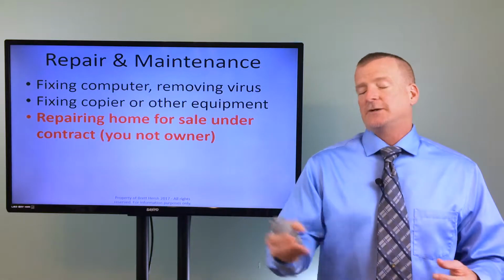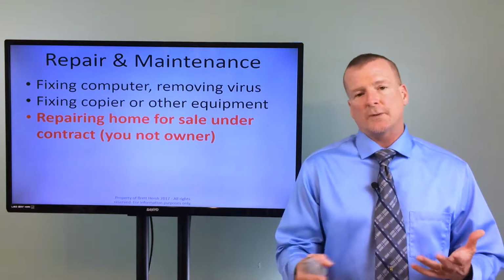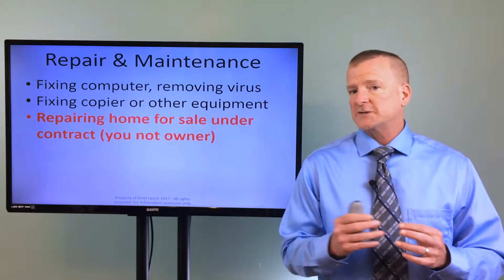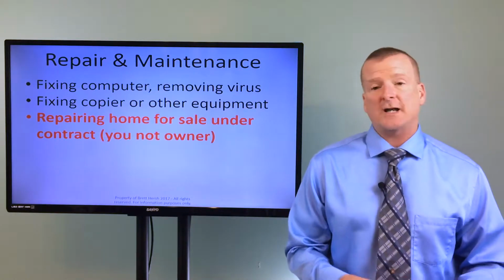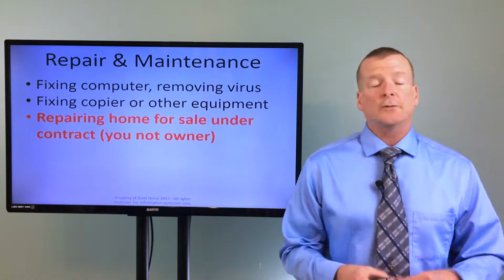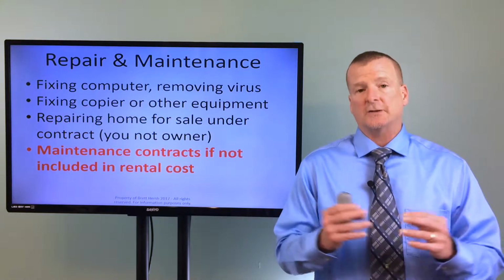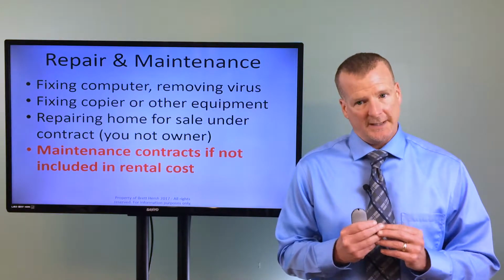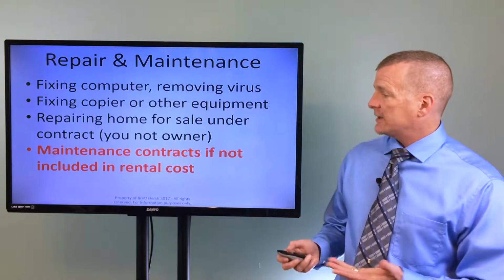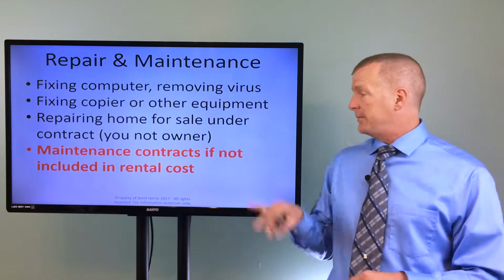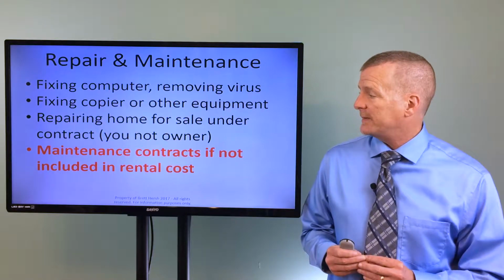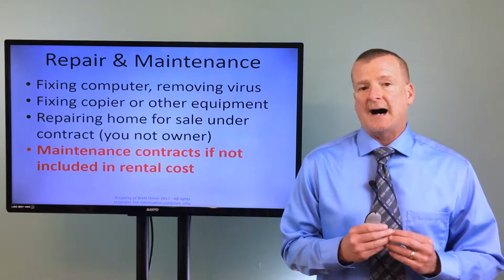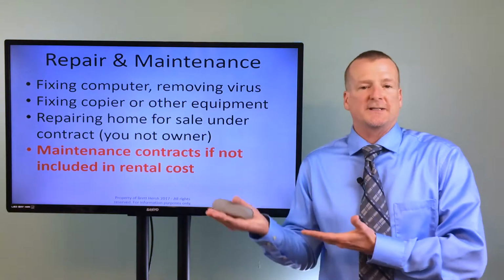So say you do some little maintenance or repair to an office or a property that you have listed, for example, and you pay those costs out of your own pocket. That would be a repair and maintenance expense that you could deduct on your tax return, even though it's not really your property. The intent is to help you make money. If you have a maintenance contract, that would be a repair and maintenance expense if it's not included as part of a rental cost. If it's incidental to the rental, that would be a rent expense, not repair and maintenance.